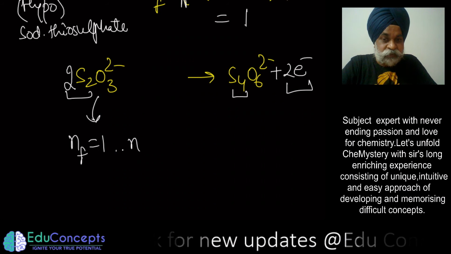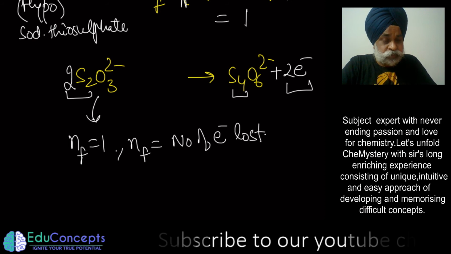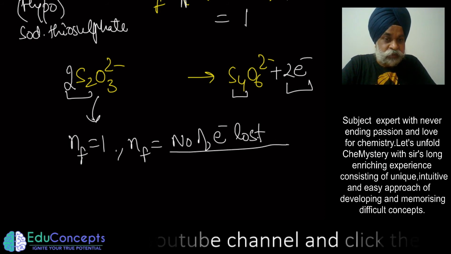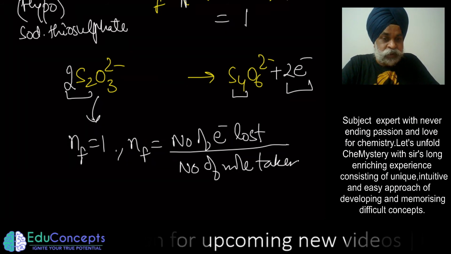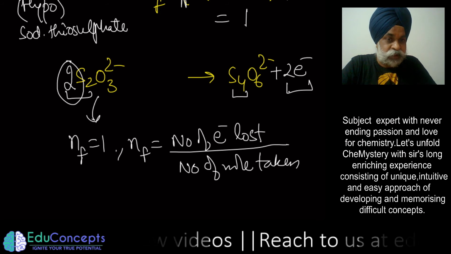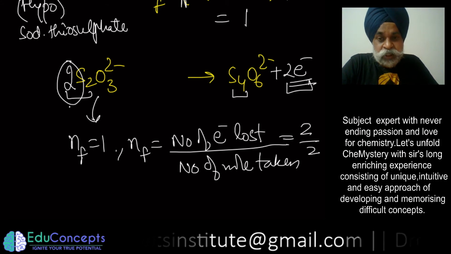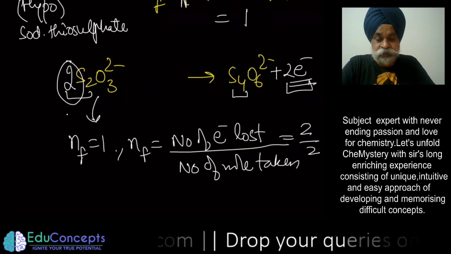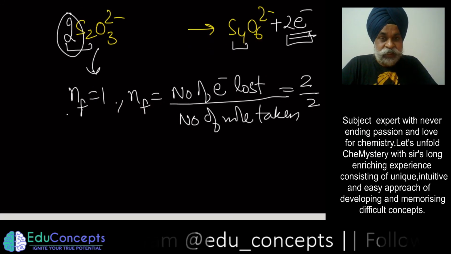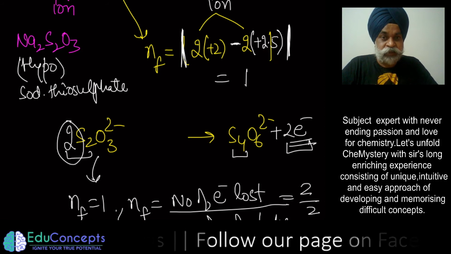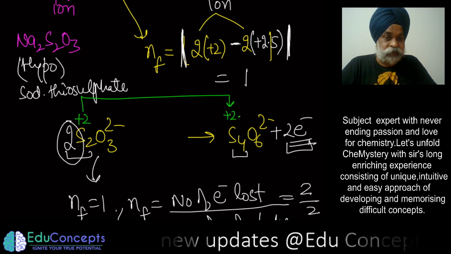Why? What is n factor? N factor is the number of electrons lost, in this particular case, divided by the number of moles taken. So you took 2 moles to balance it out, and how many electrons have you lost? 2. 2 moles are losing 2 electrons. So per mole, because n factor is defined per mole. In upcoming videos, we shall be discussing case number 1. Why did I place this as case number 1? Because that one sulfur which is in +2 is going to +2.5.